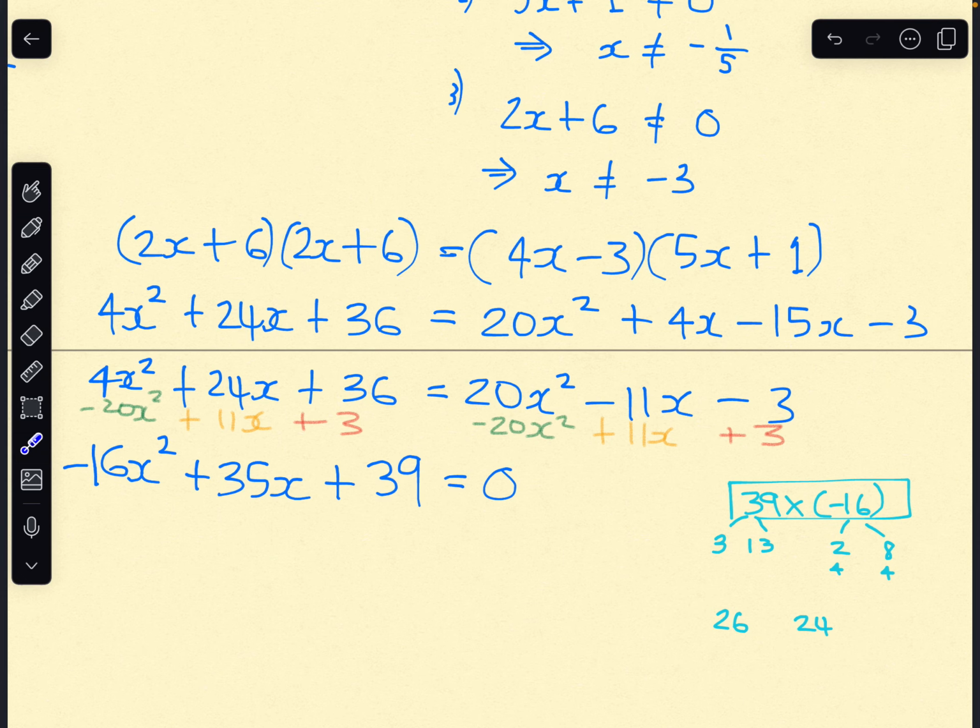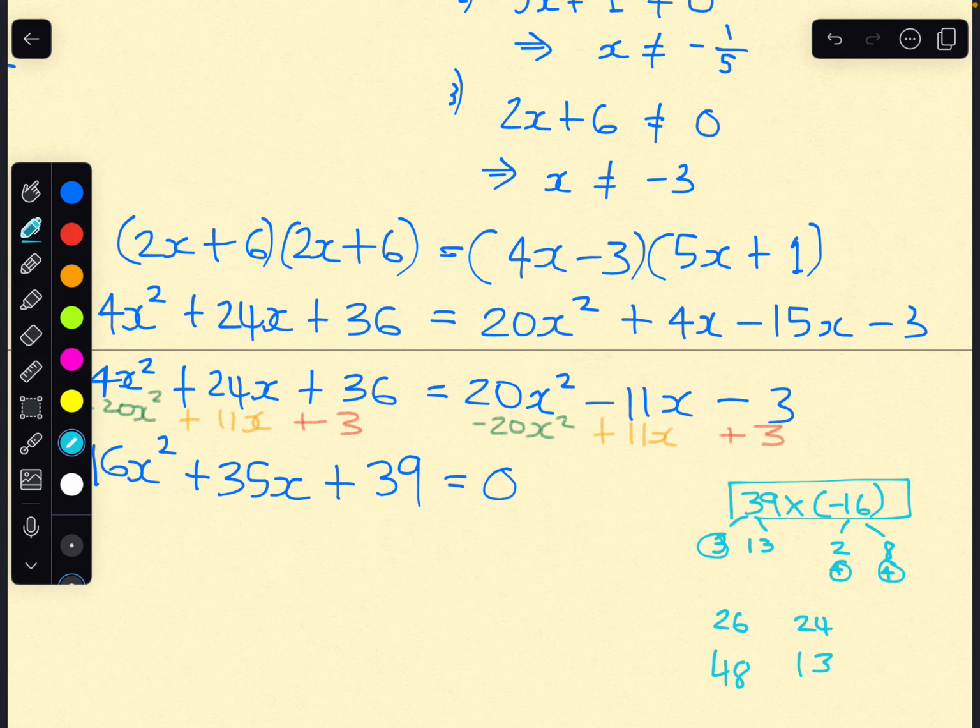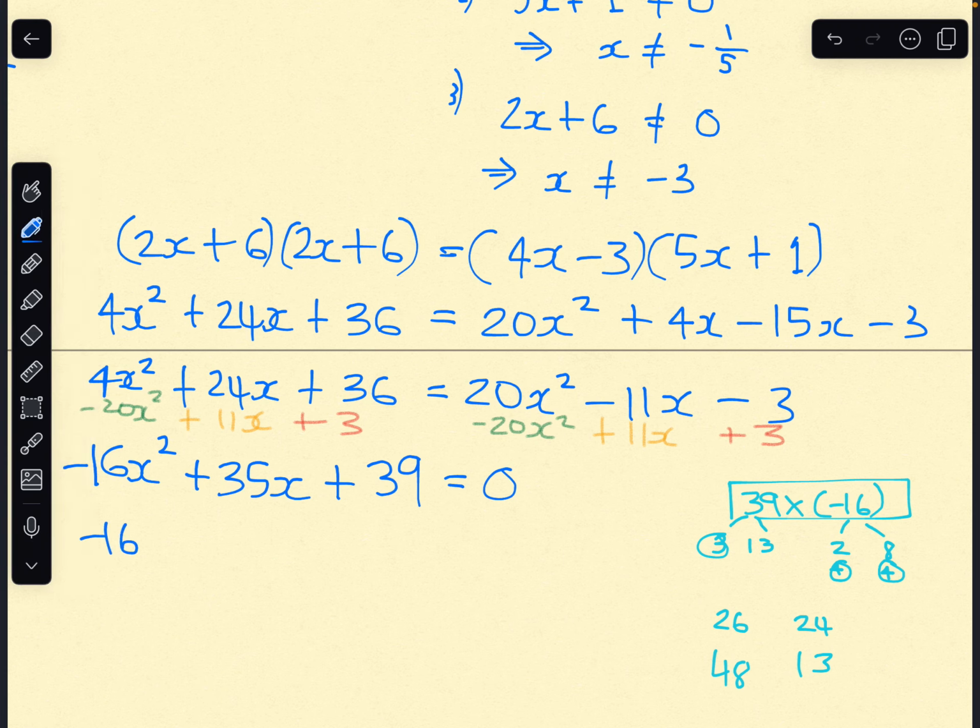4 times 4 times 3, 4 times 4 is 16, times 3 is 48, so this is looking good. And then the other factor will be 13, and the difference between them is 35. Haha, success. So this is going to be minus 16x squared, and we're going to need this to be plus 48x minus 13x in order to have a plus 35x plus 39.